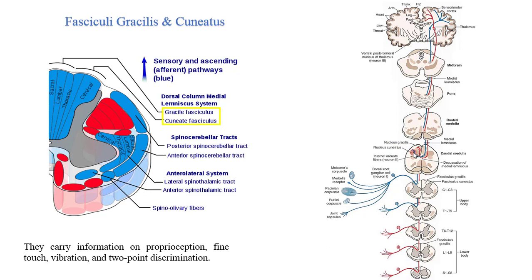The first order neurons' fibers don't cross the midline, so they are considered to be ipsilateral. From here, second order neurons cross over in the medulla and travel to the posterior thalamus. Third order neurons finally deliver the information to the somatosensory cortex. They carry information on proprioception, fine touch, vibration, and two-point discrimination.